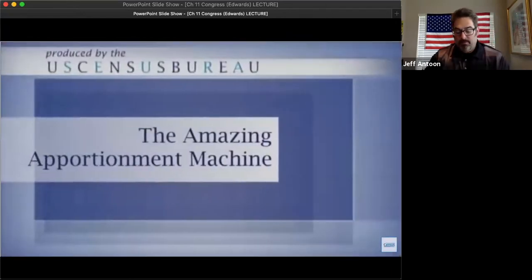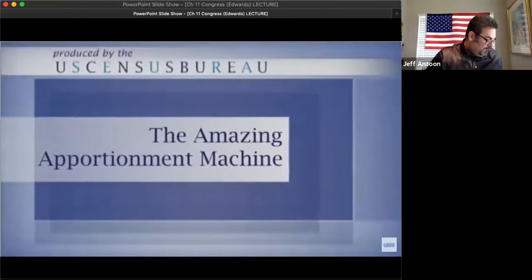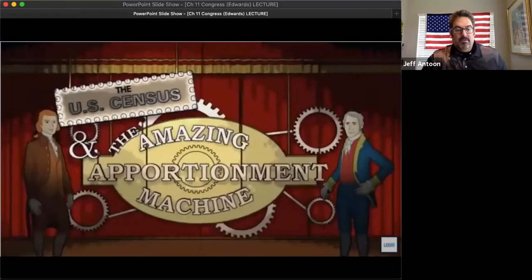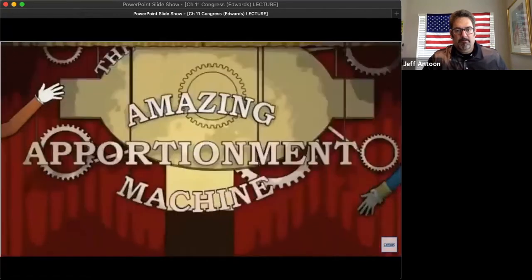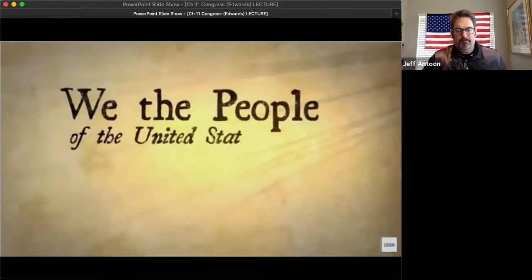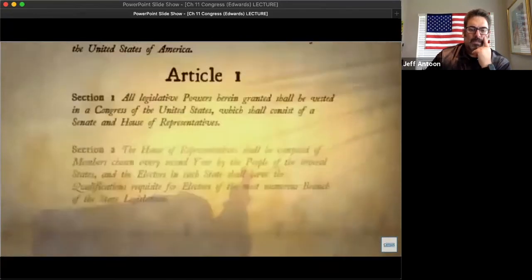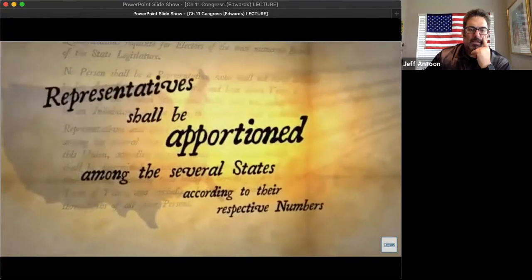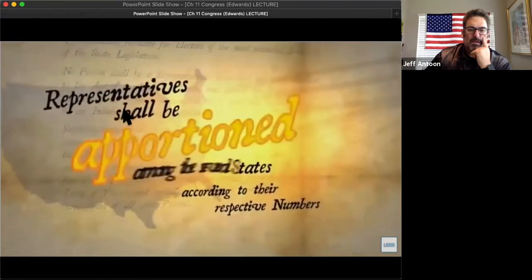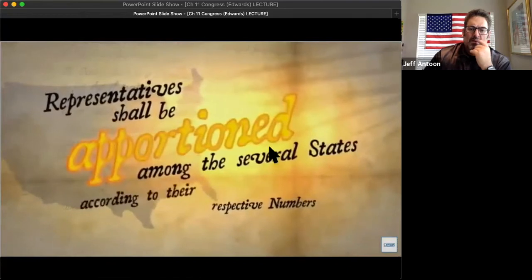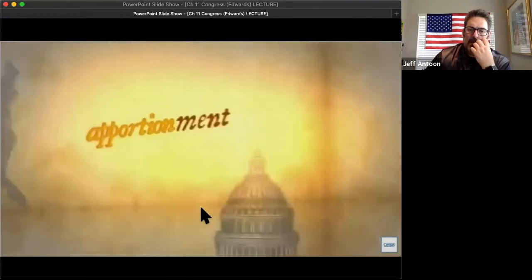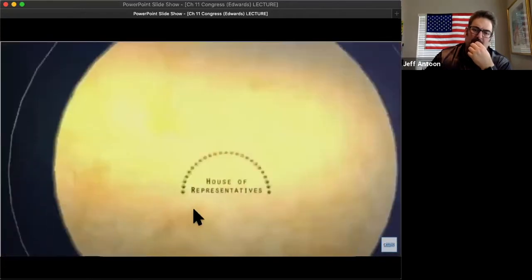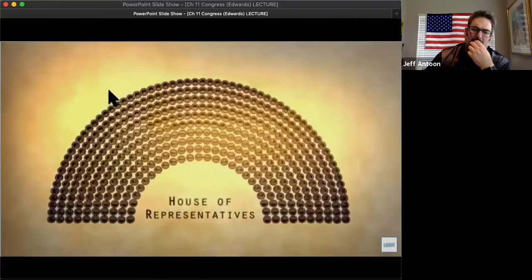By the Census Bureau. We, the people of the United States. The mandate for the census is right here. Just a few sentences into the Constitution. Representatives shall be apportioned among the several states, according to their respective numbers. Apportionment. The dividing of seats in the House of Representatives among the 50 states. But how does it actually work?